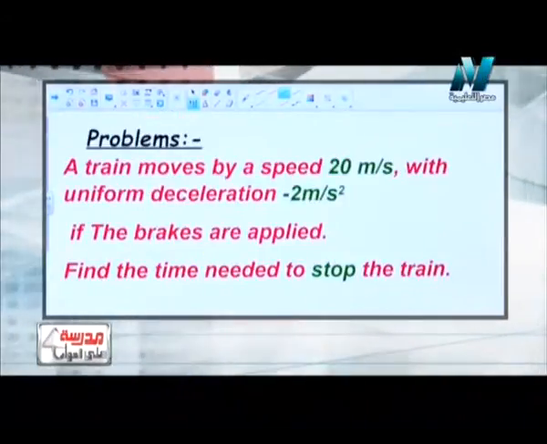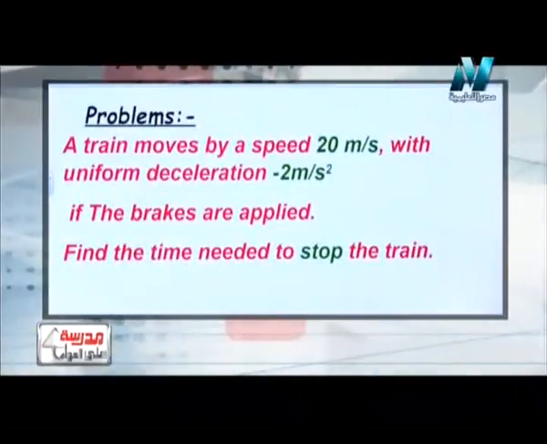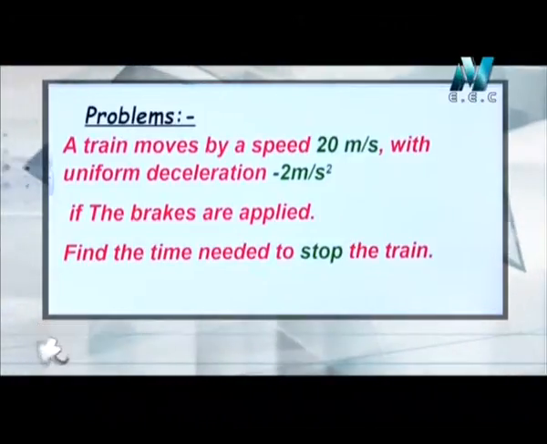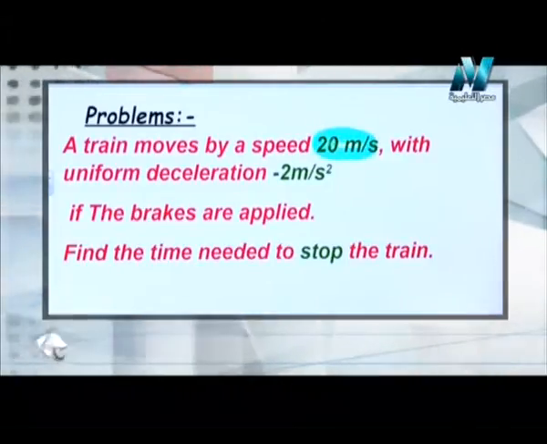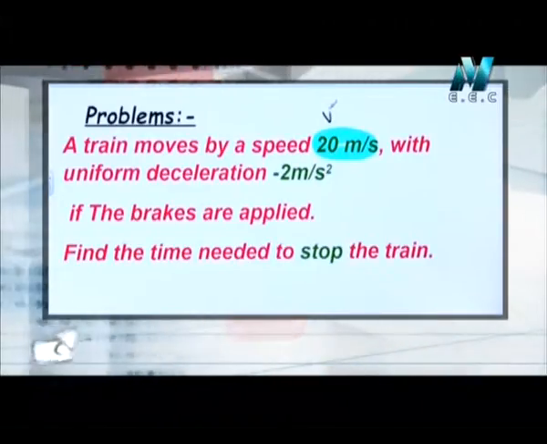Okay. We have here a problem, and I think it's very easy to answer. As you see here on the monitor, a train moves by a speed of 20 meter per second with uniform speed or deceleration negative 2 meter per second power 2. If the brakes are applied, find the time needed to stop the train. Pay attention, the given is very important in this problem. It says speed 20 meter per second. So here we have what? Firstly we have V1.